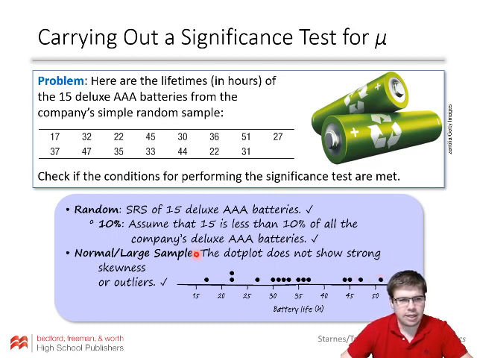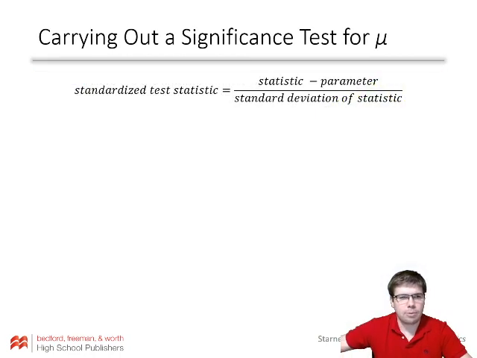However, our data here doesn't show any strong skewness or outliers. We've got some data clustered in the middle, some data spread out. Don't get too freaked out that two points are stacked up here. That doesn't mean that's the center of the data. We still have a nice cluster in the middle, and it's relatively spread out. It looks fine.